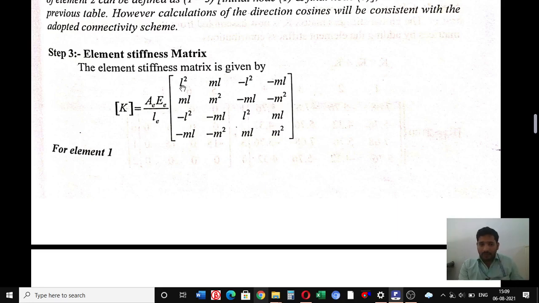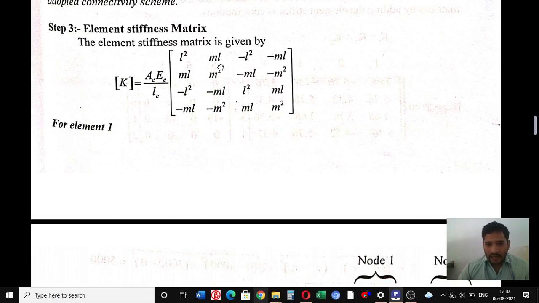Clear? After that, L into M, or we can say M into L. This value is positive, and here it becomes negative, minus L square. Again this positive value becomes negative, minus ML. Clear? Again I will repeat the diagonal: L square, M square, and again the same, L square, M square. L square and ML are both positive. After that this value becomes negative, minus L square, and this value becomes negative, minus ML. Clear? Again we got the value of M square. We have to consider this value here. This is ML. After that, toward this side, minus ML. Again this value becomes minus M square.